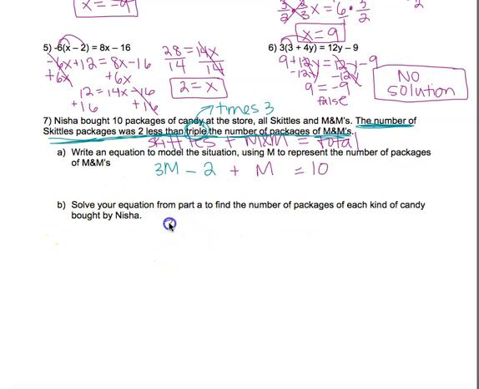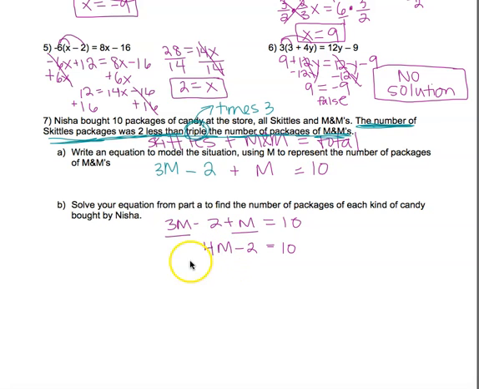Part B, solve that equation. So I'm going to rewrite it. Step 1, I need to simplify on this left side. There's no distributing, but I do have like terms here. 3M plus M is 4M. And then I've got my minus 2 equals 10. So left side is now completely simplified.